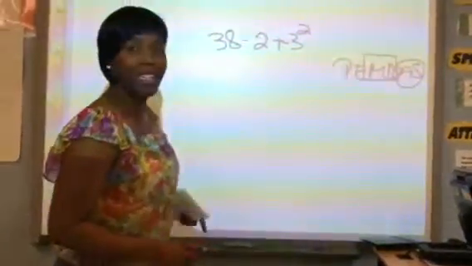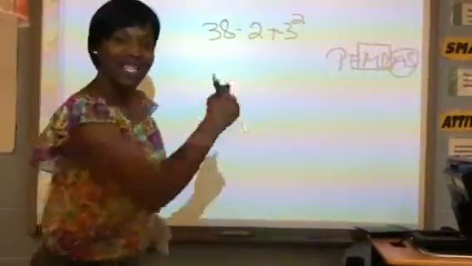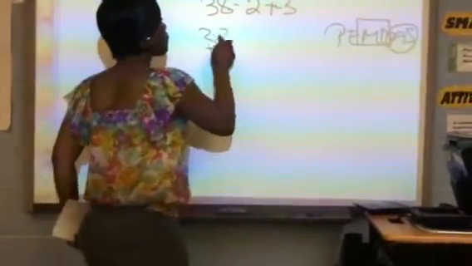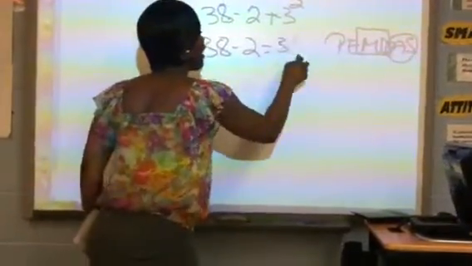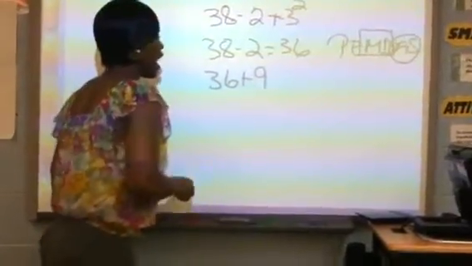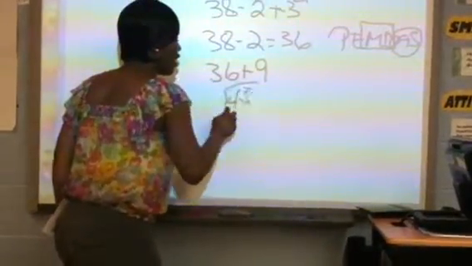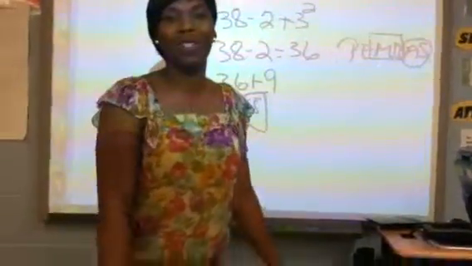So now let's take a look. That means I can go straight across. Yes, you can. So let's go ahead and solve. 38 minus 2 is 36. You have 36 plus 9. 36 plus 9, and that is 45 for your answer.